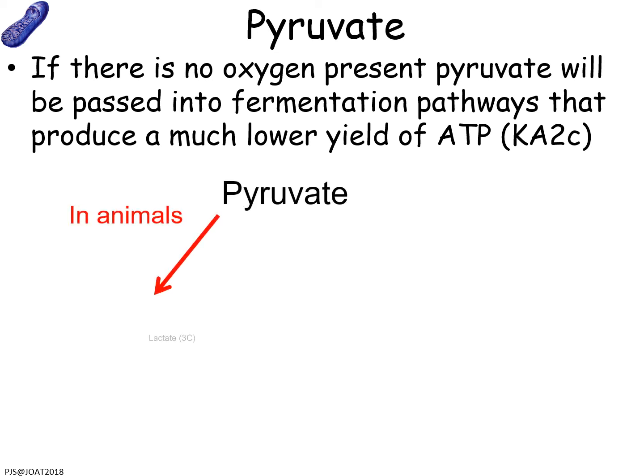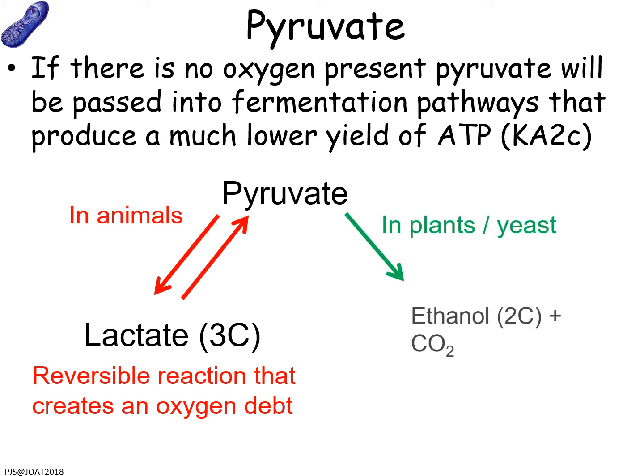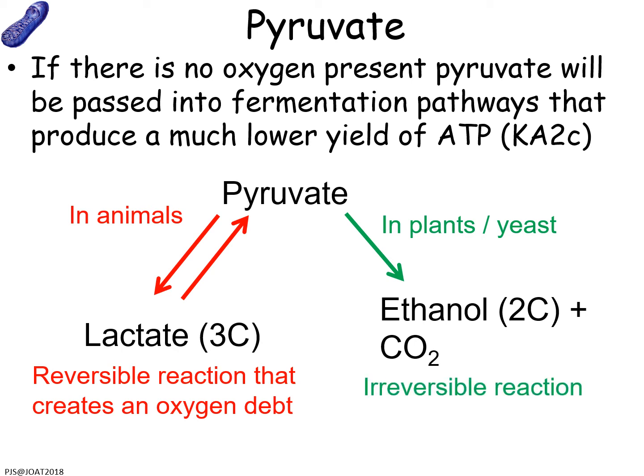So pyruvate in animals will go down to lactate. The nice thing about that for us is that it's reversible, but we're going to get an oxygen debt for every one that we do, and then we can take it back up if oxygen appears. In plants and yeast, ethanol and carbon dioxide. The ethanol is held, but the carbon dioxide is released because it's a gas, so it just diffuses out, so that is irreversible. Nothing more than you had at National 5 here.